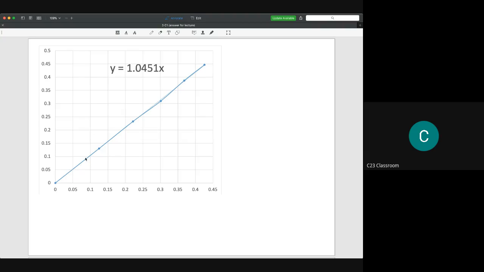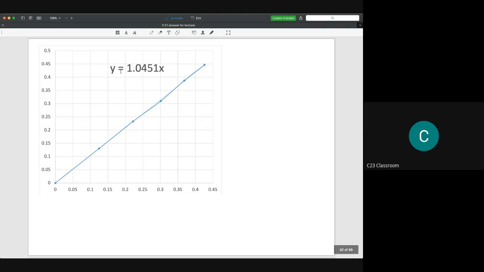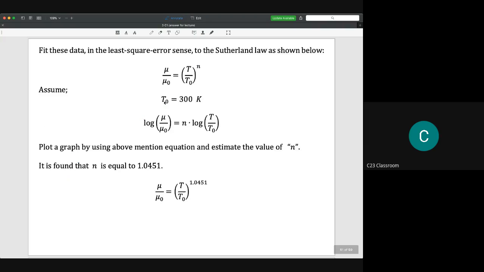So we do the graph, we take the gradient, because the gradient here will show the value of n. And from the estimation from the Excel, we found y equal 1.0451x. So it is equal to y equal mx. So the value of 1.0451 here is the gradient of this graph. When we compare with this equation, we could estimate the value of n here is equal to 1.0451.